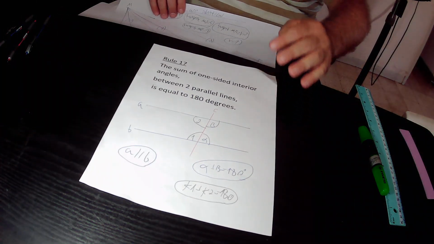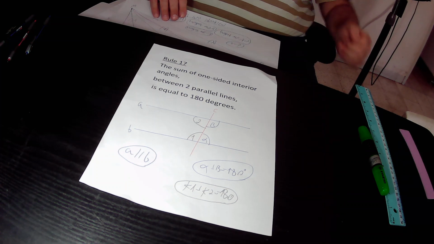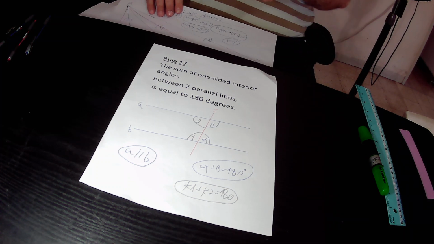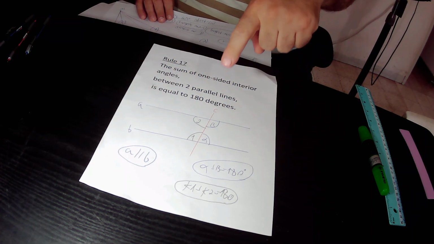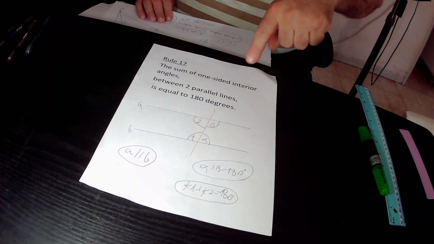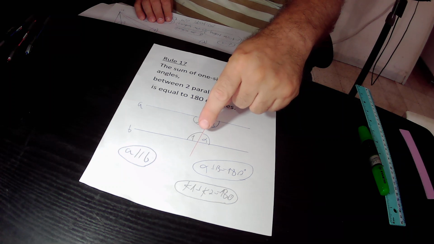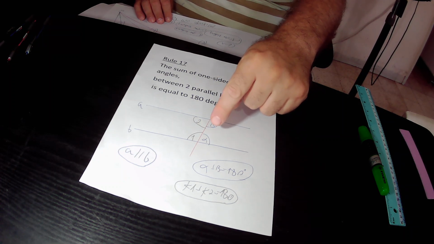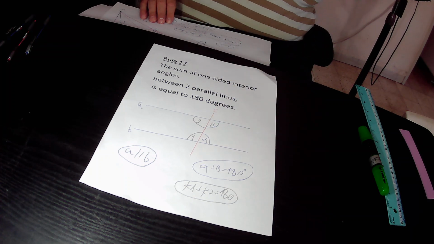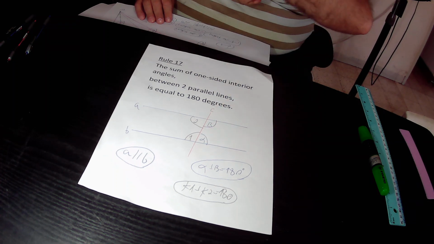According to rule 17, the sum of one-sided interior angles that are located between two parallel lines is equal to 180 degrees. So in the drawing we have line A that is parallel to line B. We have also this red line C that intersects those two parallel lines A and B at 2 points. In addition, we have also angles alpha and beta.